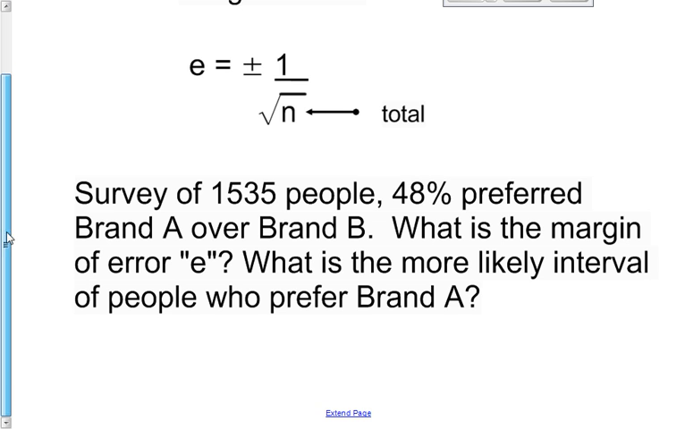I have an example here. We're going to survey 1,535 people. 48% preferred brand A over brand B. What is the margin of error, E? Well, all I have to do is take my number of 1535 and plug it into your equation. Plus and minus 1 over square root of 1535.